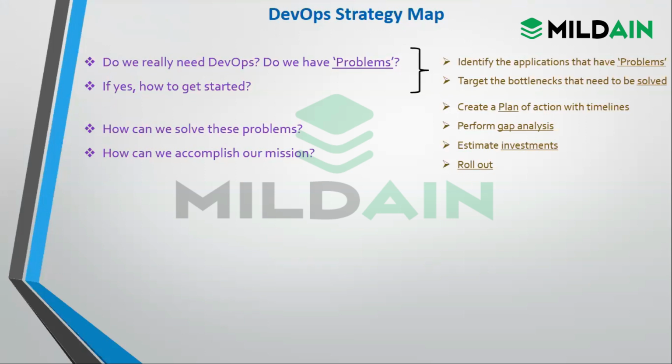So how can we solve these problems? How can we accomplish our mission? We create a plan of action with timelines, perform the gap analysis, and estimate the investments. We tell the customer that these are the gaps, you have these manual tasks, now we have to automate, and to automate we have to use a tool. So what is the pricing of the tools and all, and then the rollout. This is the way we work on DevOps.